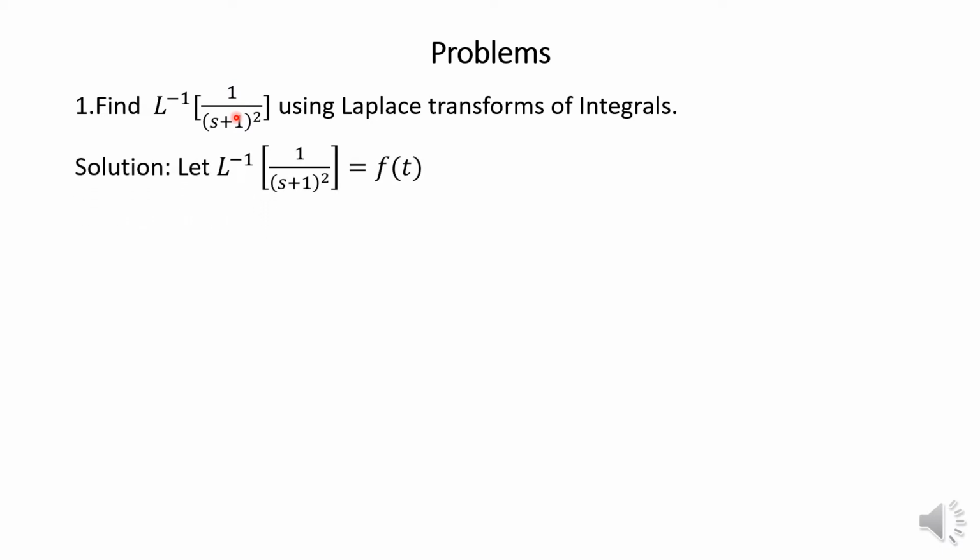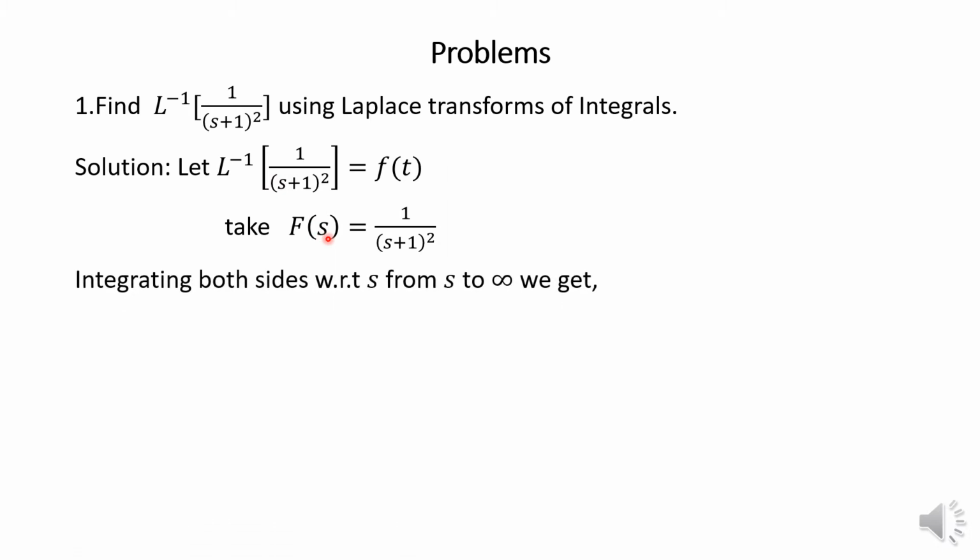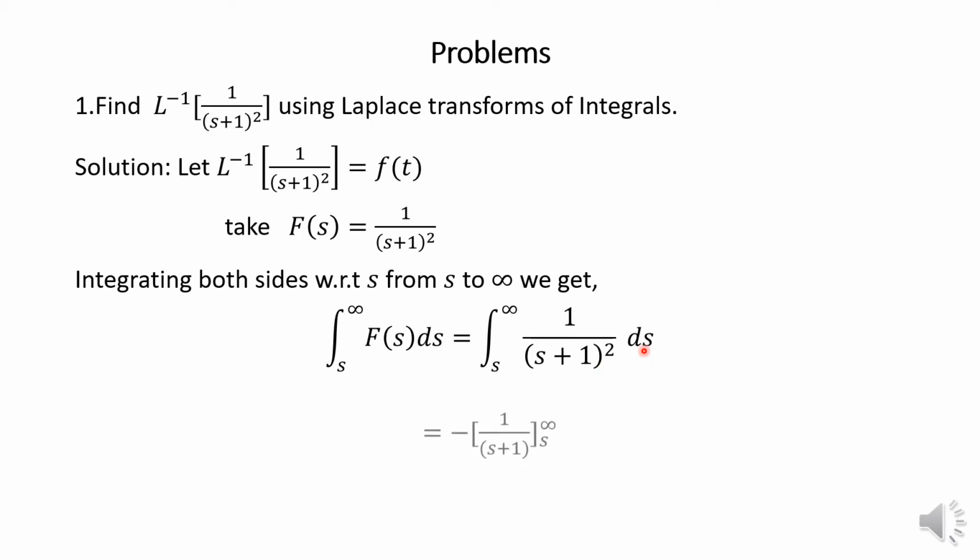The method or solution goes like this. You take this L inverse of 1 by (s plus 1) whole square as some function of t, and further you take 1 by (s plus 1) whole square, this function, as capital F(s). Now integrate this with respect to s from s to infinity. We get integral from s to infinity F(s) ds is equal to integral from s to infinity 1 by (s plus 1) whole square ds.